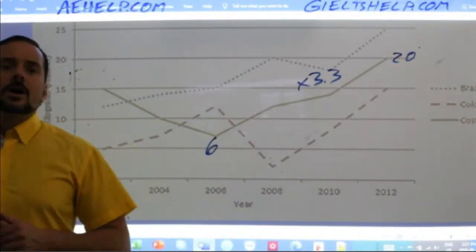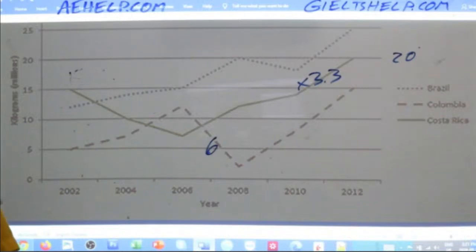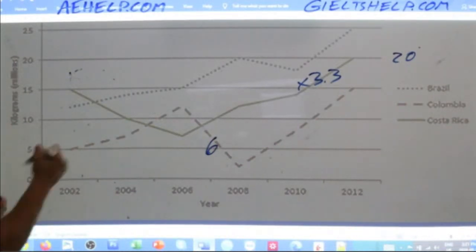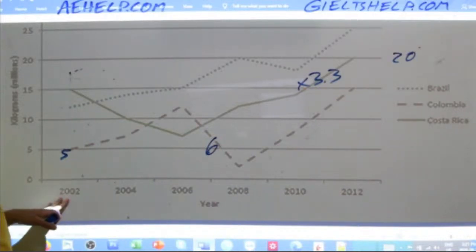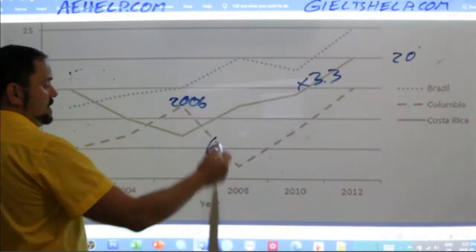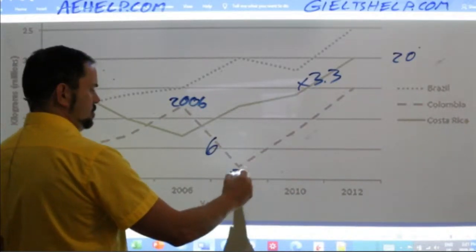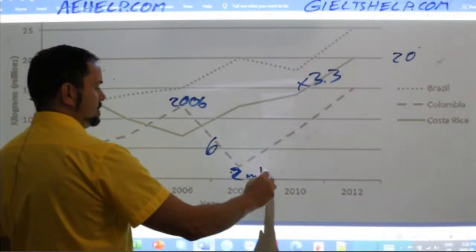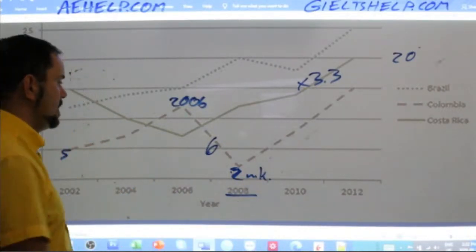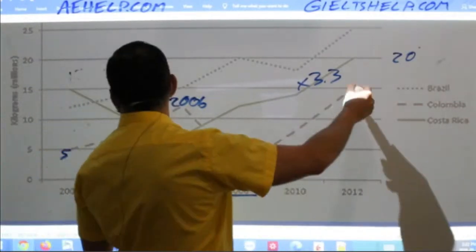Okay, everyone. So we have one more here. We have Colombia. I'm just going to throw this up here and then challenge you with the summary. So Colombia starts at 5 in 2002. It reaches a high in 2006. And then there's definitely a sharp decrease to 2008, at which it's just about 2 million kilograms in 2008. And then there's a sharp increase to 15 million.